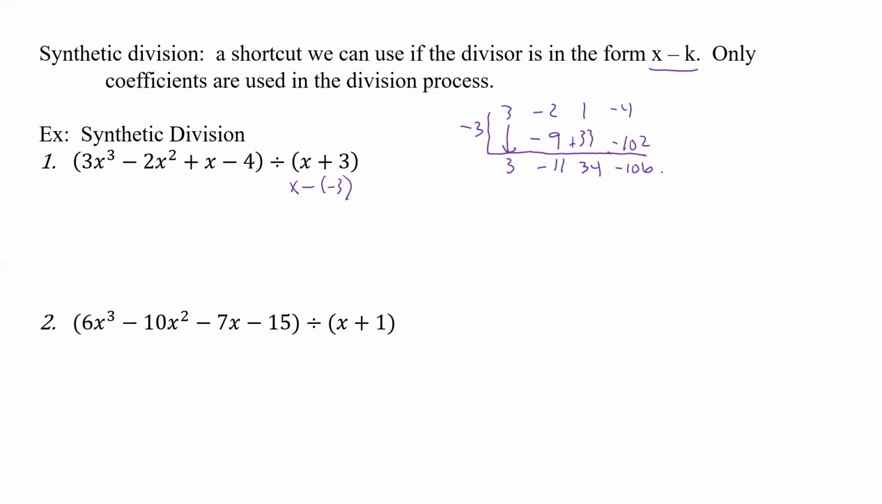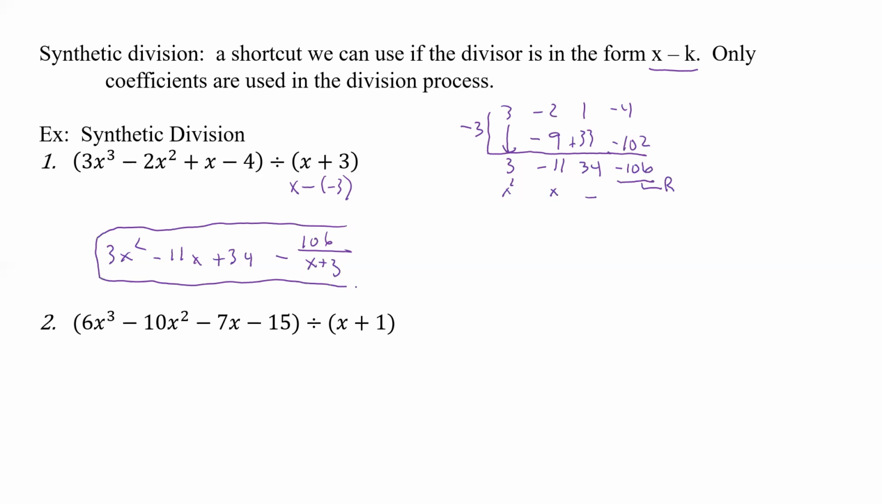Okay. Now, this last piece here, that's our remainder. And then these are going to be the order of x's decreasing by 1. So we start with x cubed. So now this is x squared, this is x, and this is no x. So our solution would be 3x squared minus 11x, and then plus 34, and then minus 106 over x plus 3. And then that would be our solution.